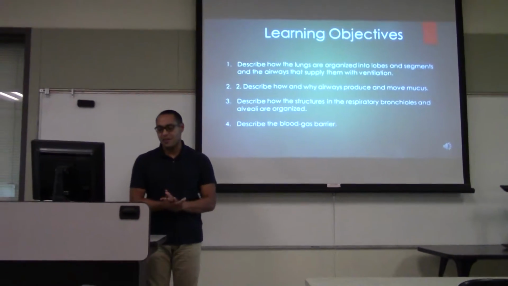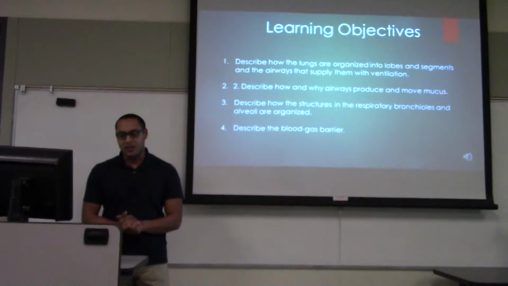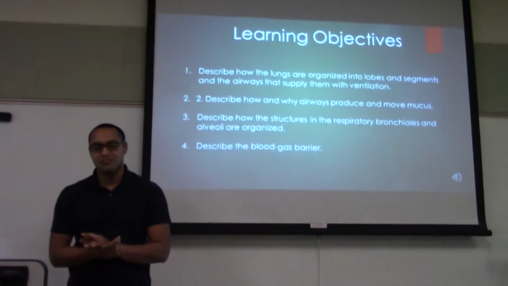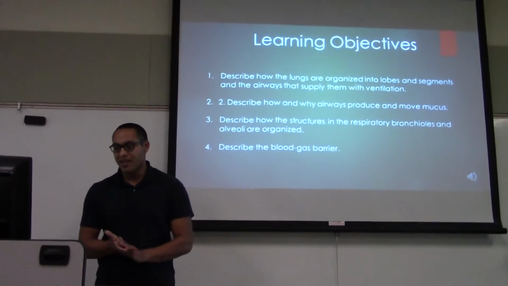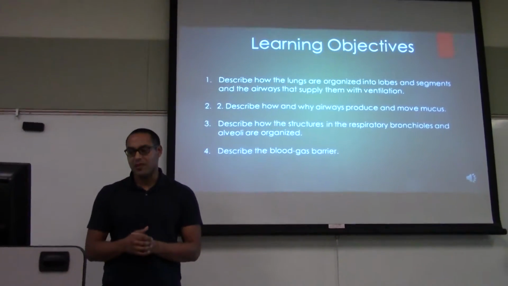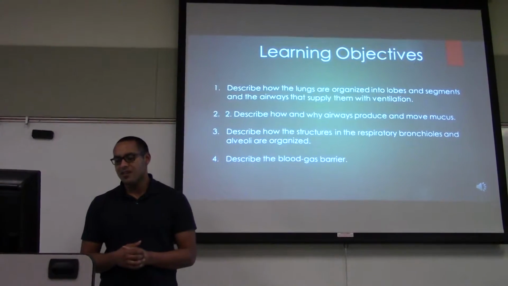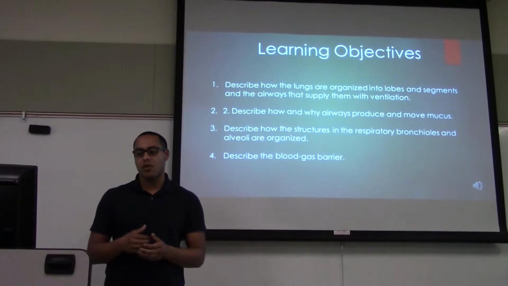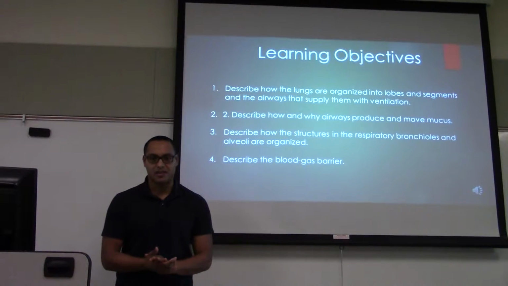Learning objectives. First, describe how the lungs are organized into lobes and segments, and the airways that supply them with ventilation. Next, describe how and why airways produce and move mucus. Third, describe how the structures in the respiratory bronchioles and alveoli are organized. And then describe the blood-gas barrier.